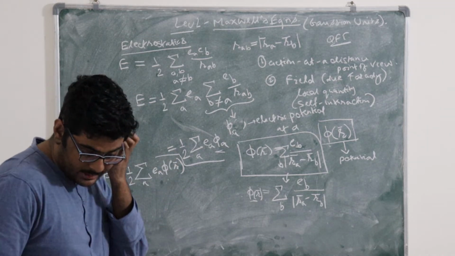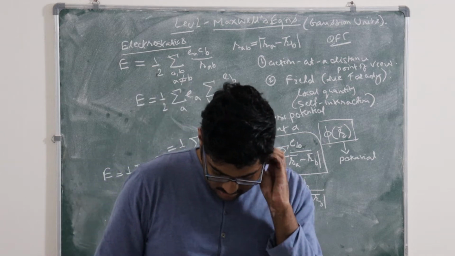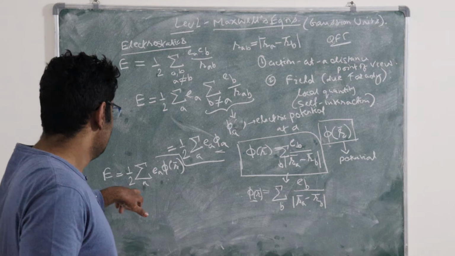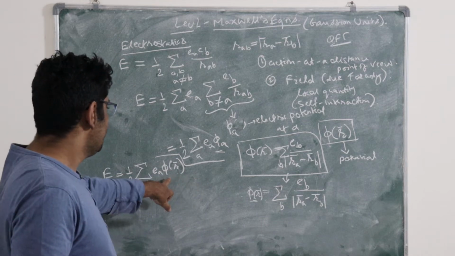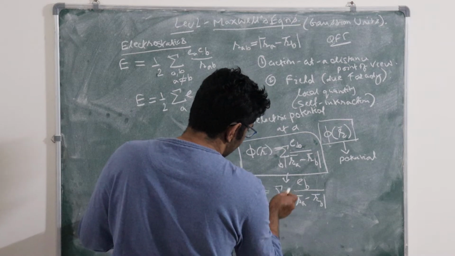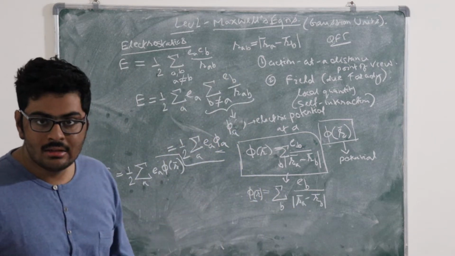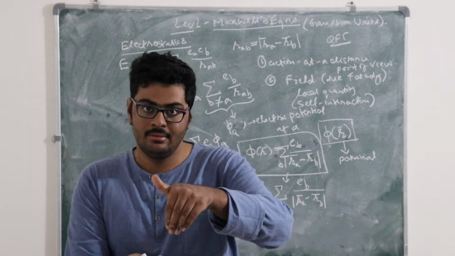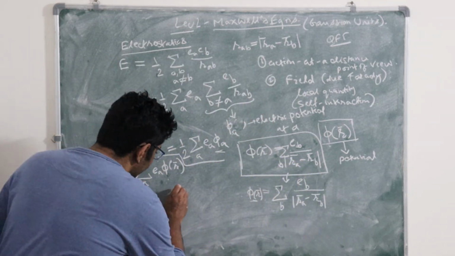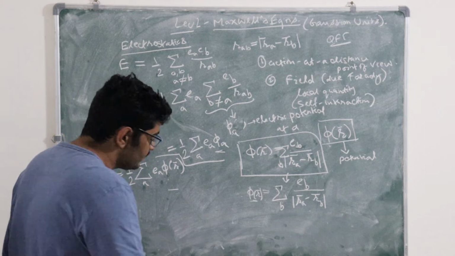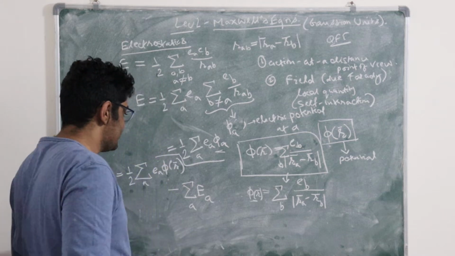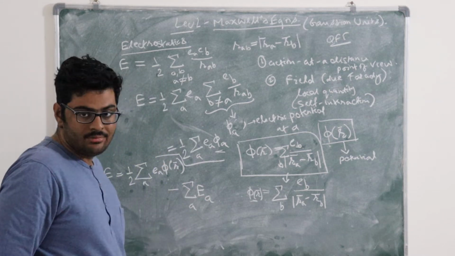But this is not a correct equation, because a single particle EA is being summed over, and maybe the potential also includes the particle A. So it's basically saying that the particle A is acting on itself, which is not possible. Hence we need to subtract some term from this, that we shall call summation over A EA, that is the interaction energy of A with itself.